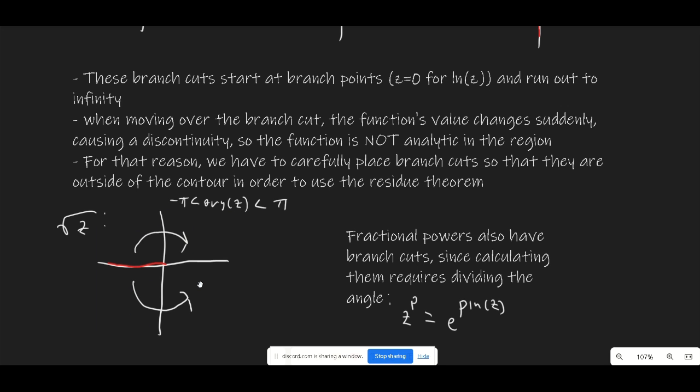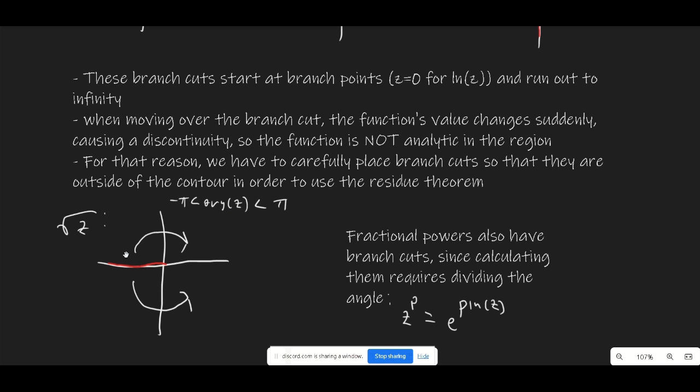However, if we defined our branch cut somewhere else, like for example on the positive real axis, then a point right here would get mapped all the way back here when we take the square root, which is totally different behavior, which shows that the branch cut is incredibly important because it changes the behavior of square root z.